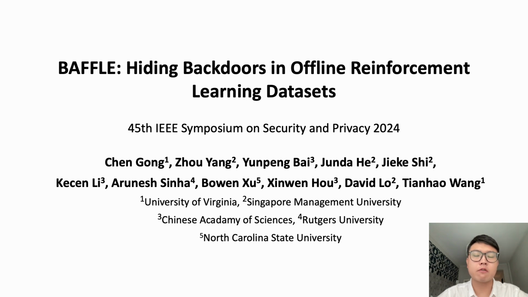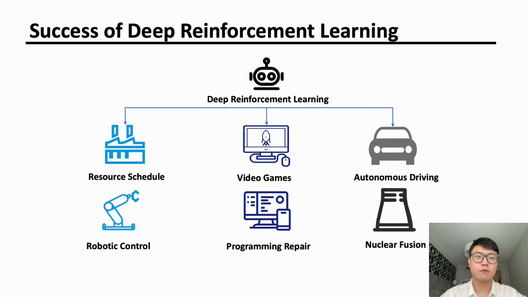Today I'll be sharing our paper titled BAFFLE: Hiding Backdoors in Offline Reinforcement Learning Datasets. This is joint work from the University of Virginia, Singapore Management University, Chinese Academy of Sciences, Rutgers University, and North Carolina State University. Recently, deep reinforcement learning has achieved huge success in a wide range of applications, from video games to robotic control and even nuclear fusion.